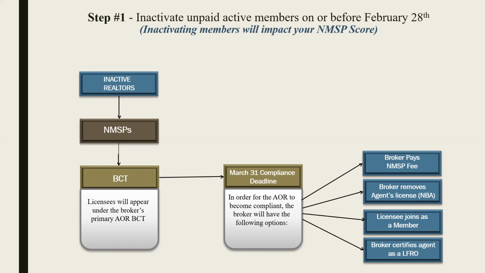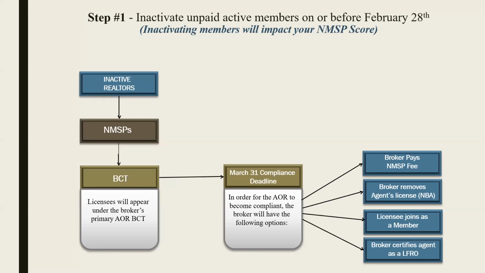start inactivating your realtor members. Inactive realtor members automatically become NMSPs, and these licensees will now appear on their broker's primary association's BCT. As you can see, the dues delinquency deadline, as I mentioned earlier, also impacts the March 31st compliance deadline, but we're actually going to cover this in more detail at our next session.